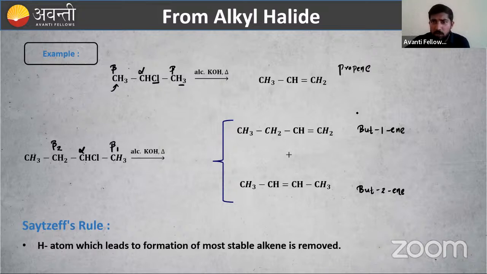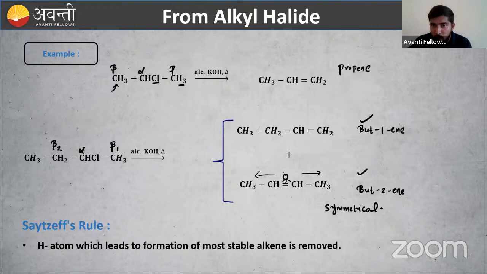So let us check it out. Here we have but-1-ene, but-2-ene. Which one is more symmetrical? I am standing here, going to this side. Same CH3. This side also CH3. So I can say but-2-ene is more symmetrical. So which one is the Saytzeff product here? But-2-ene is the major product here, or I can call it the Saytzeff product. So it is based on the Saytzeff rule.